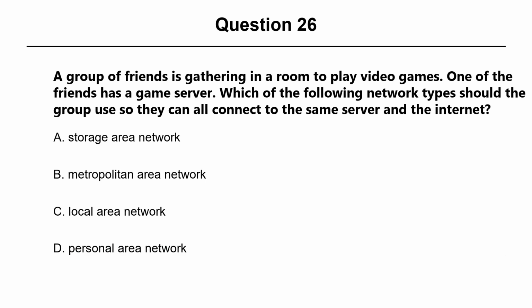Question 26. A group of friends is gathering in a room to play video games. One of the friends has a game server. Which of the following network types should the group use so they can all connect to the same server and the internet? Option A, Storage Area Network. Option B, Metropolitan Area Network. Option C, Local Area Network. Option D, Personal Area Network.